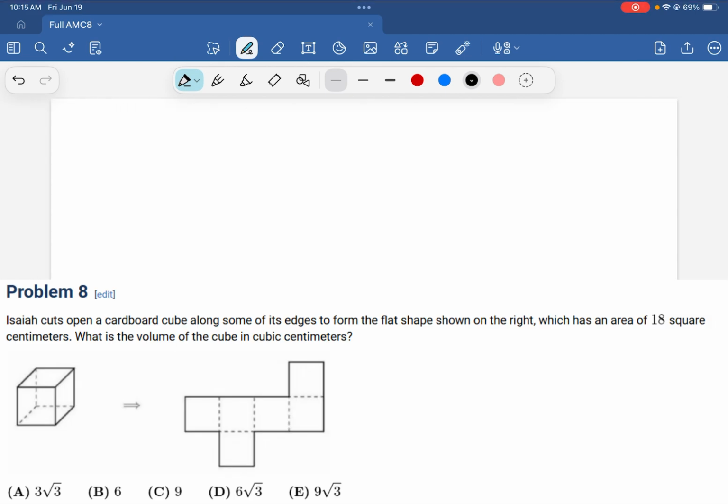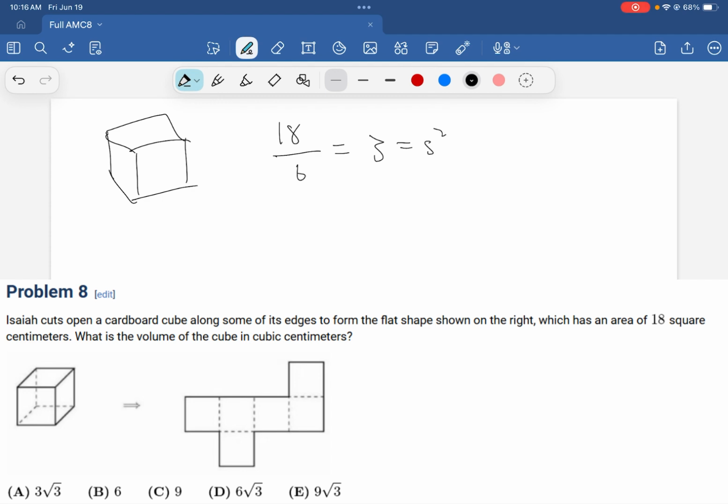Problem 8. Isaiah cuts open a cardboard cube along some of its edges to form the flat shape on the right, which has an area of 18 square centimeters. What is the volume of the cube in centimeters? So a cube is going to have 6 square sides, and if the total has 18, then we want to divide by 6 to find that each square has an area of 3. The area of 3 can be used to find the side length.